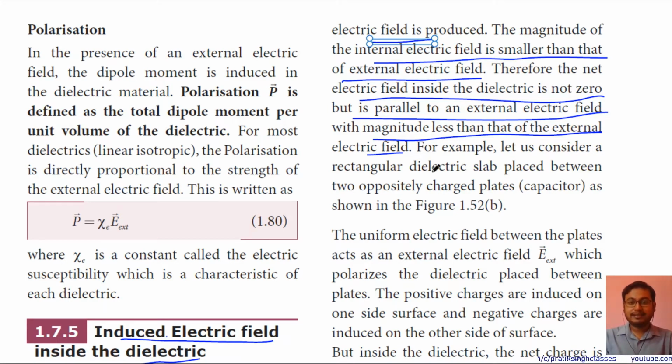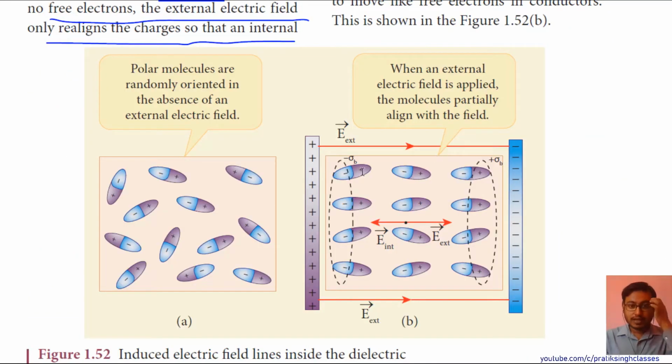For example, let us consider a rectangular dielectric slab placed between two oppositely charged plates of a capacitor, as shown in figure 1.52b. About capacitors we will see in our next video tutorial. So let us go to figure 1.52b. As you can see in figures 1.52a and b, we have a dielectric slab, and the charges are randomly arranged, in different directions, when this slab is kept inside an external electric field.